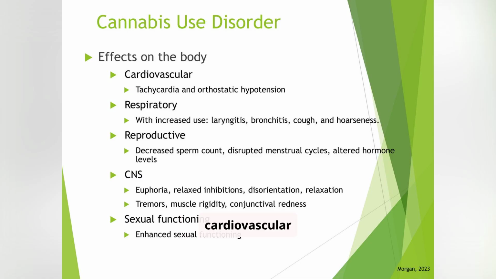Cannabis affects the cardiovascular system, causing tachycardia. Respiratory effects include laryngitis and bronchitis. Reproductive effects include decreased sperm count. CNS effects include euphoria and relaxation.